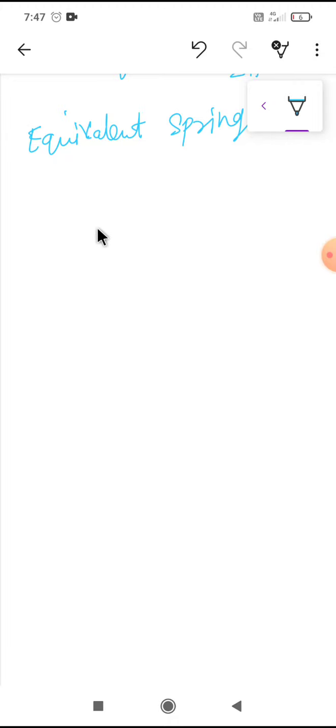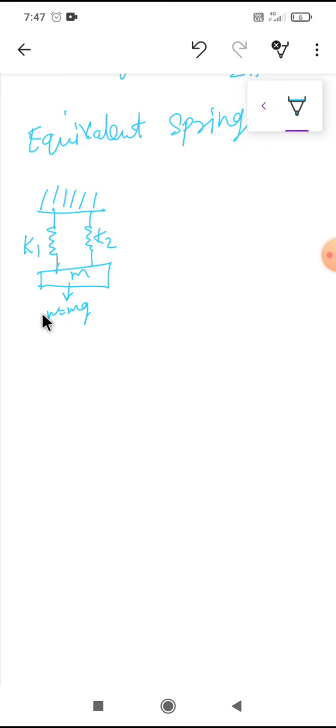Suppose there may be a case that there are two springs in parallel. So this may be a case that a mass m is attached with two springs having stiffness k1 and k2, and here the force, that is the weight, is acting in the downward direction, that is mg. And it is also possible that the springs are in series. So this is the first case. Let us discuss this as springs in parallel.